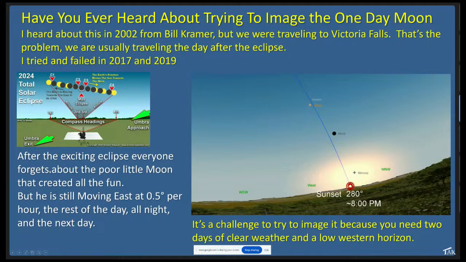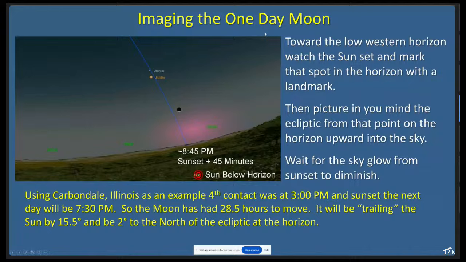So it's a challenge to try to image it the next day because you have to have clear weather conditions 2 days in a row and you have to have a really, really low horizon where you're going to try to do it. So the trick to image the one-day moon is to look at the low western horizon and watch the sun set and mark that horizon landmark so you know where it's set. And then picture the ecliptic in your mind up from that point and wait for the sky glow to diminish.